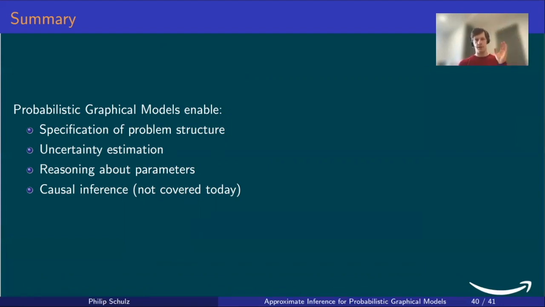So first, we have learned about probabilistic graphical models, and they enable a couple of things. They enable you to specify the structure of the problem. So any real world knowledge that you have about how the problem is organized or how the variables involved in a problem relate can be used in model building. And they allow for uncertainty estimation.